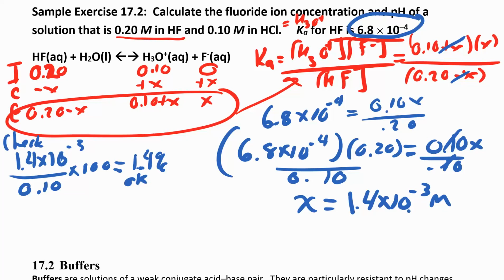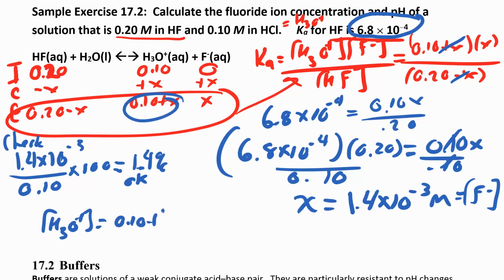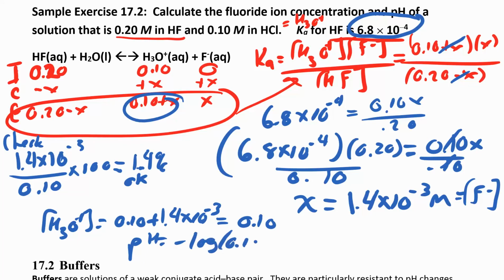So this x right here is equal to the fluoride ion concentration, and then the hydronium concentration is just right here, right? So it's 0.1 plus this 1.4 times 10 to the negative 3, which we already said was really, really small. So our hydronium concentration is just 0.1, and our pH is negative log of the 0.1, which just gives us 1.00 as our pH.